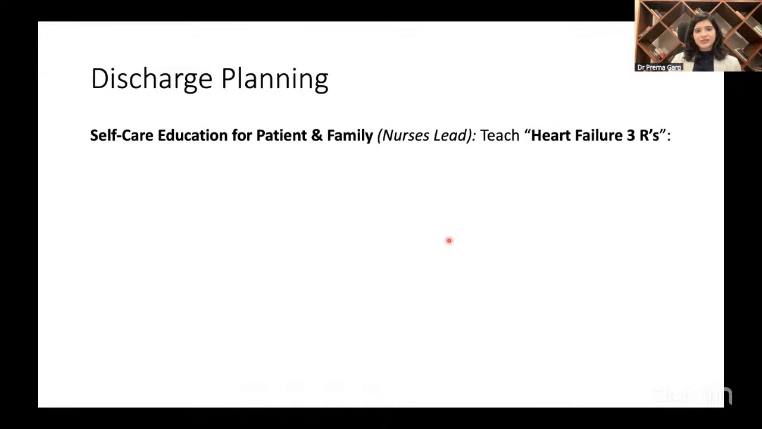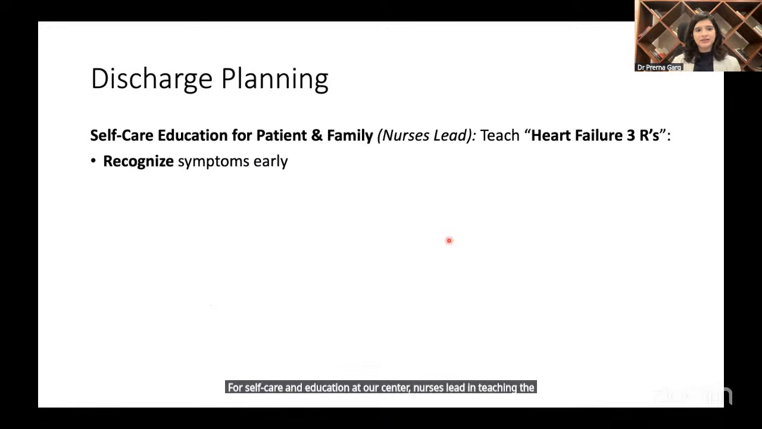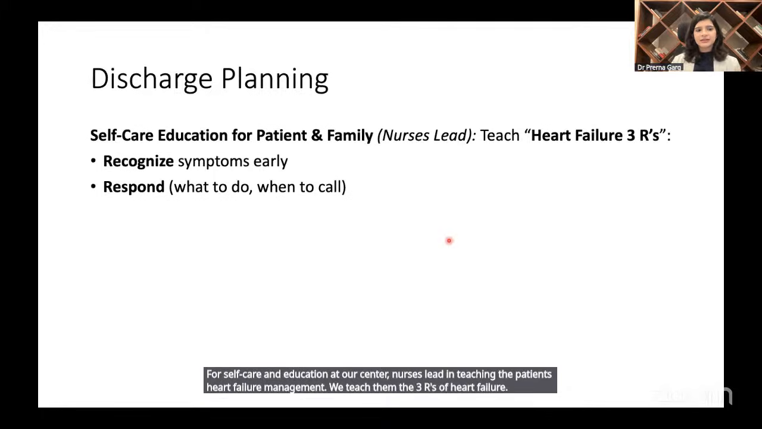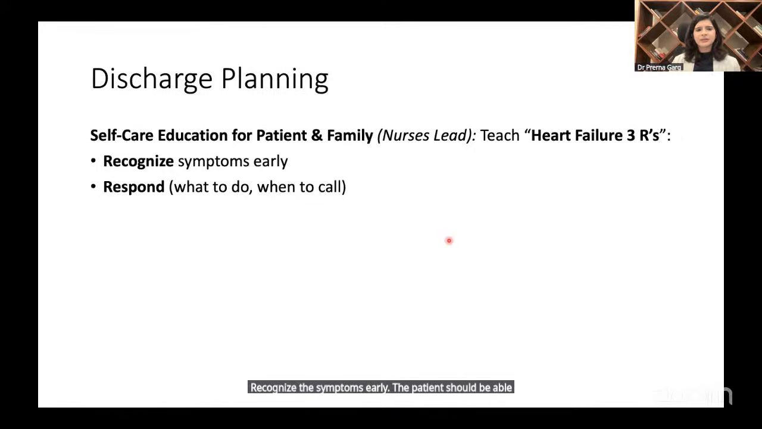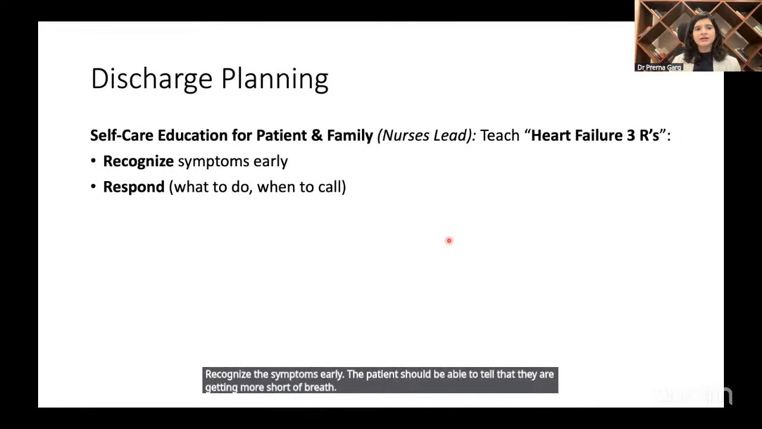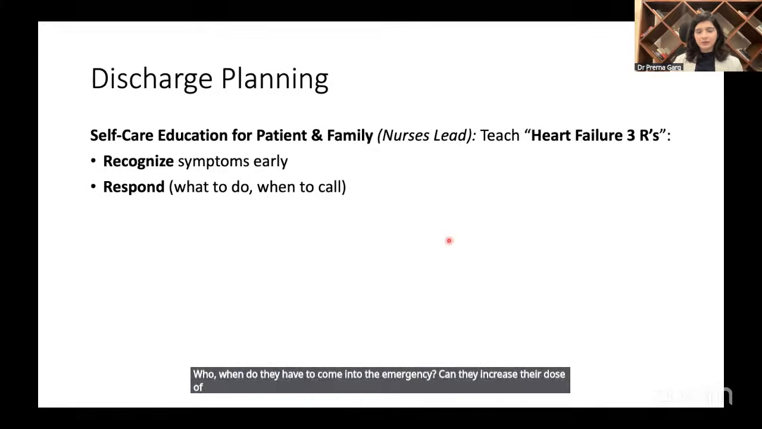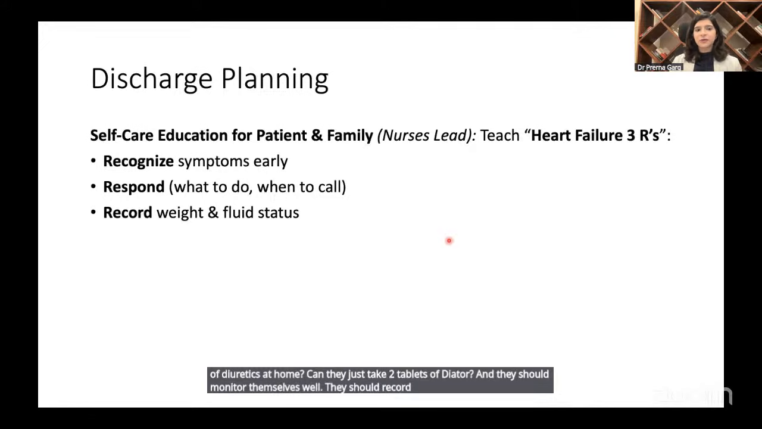For self-care and education, at our center, nurses lead in teaching the patients heart failure management. We teach them the 3 R's of heart failure. Recognize the symptoms early. The patient should be able to tell that they are getting more short of breath, there is more edema, they are becoming fatigued earlier. When they recognize their symptoms, they should know what to do. They should respond. When do they have to come into the emergency? Can they increase their dose of diuretics at home? Can they just take 2 tablets of Lasix? And they should monitor themselves well. They should record their weight and fluid status daily.